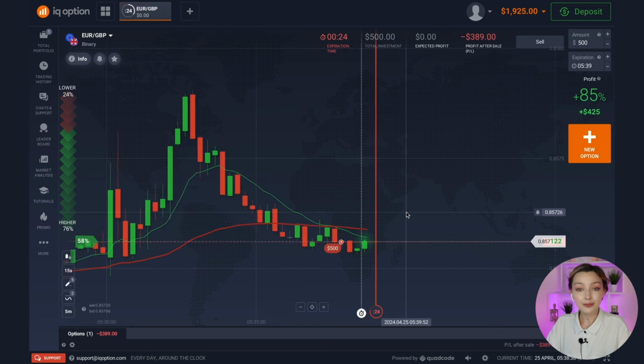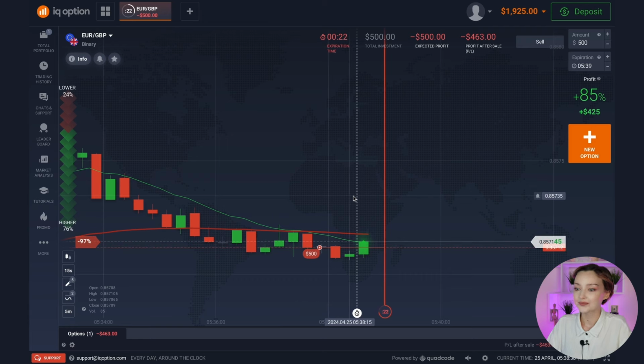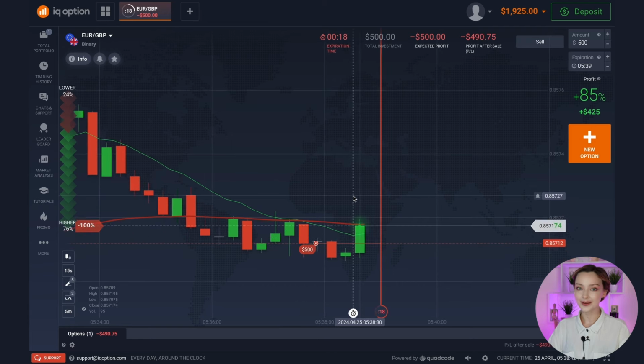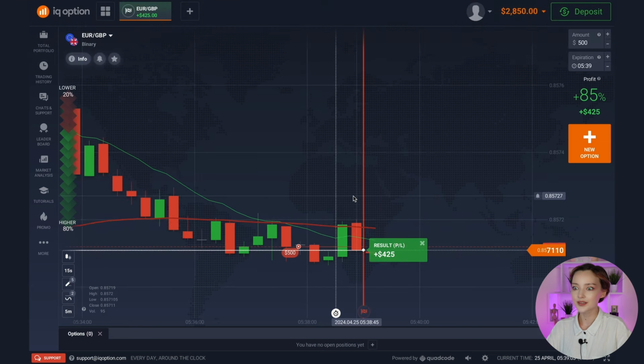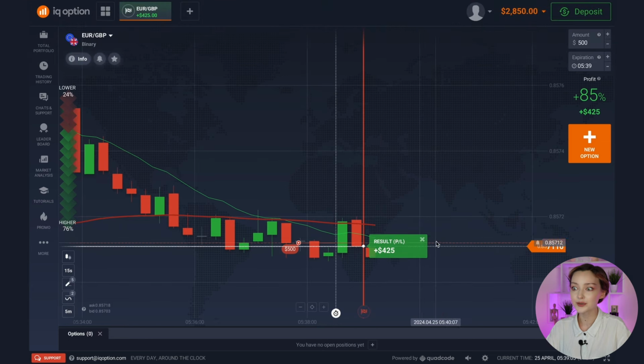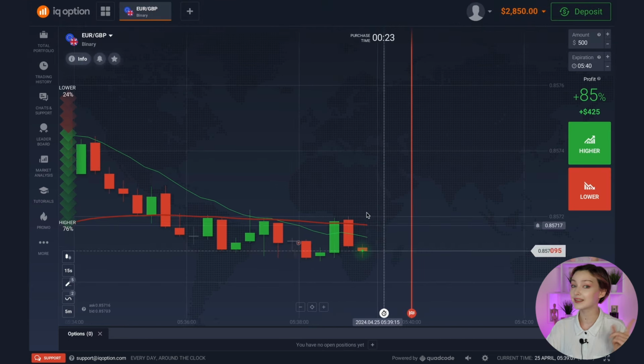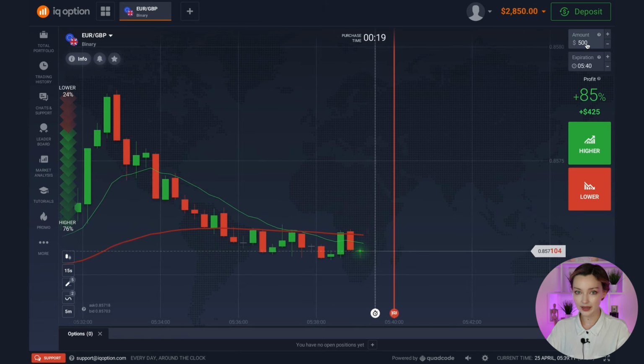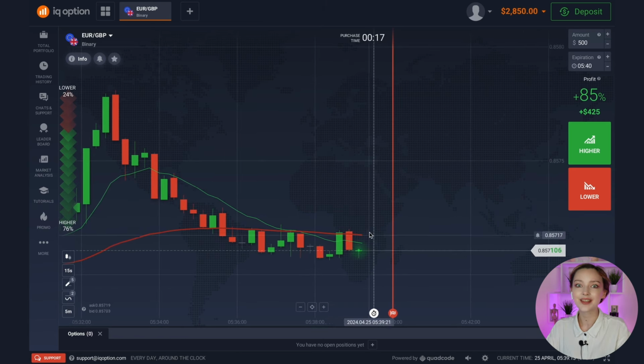Now we're going to observe the process and wait for it to work out. The trade will close in 20 seconds. Let's see how it goes. Guys, the moment was actually indeed risky. Imagine the trade lost. In that case, I would have doubled the deal amount, because the situation is legit anyway.